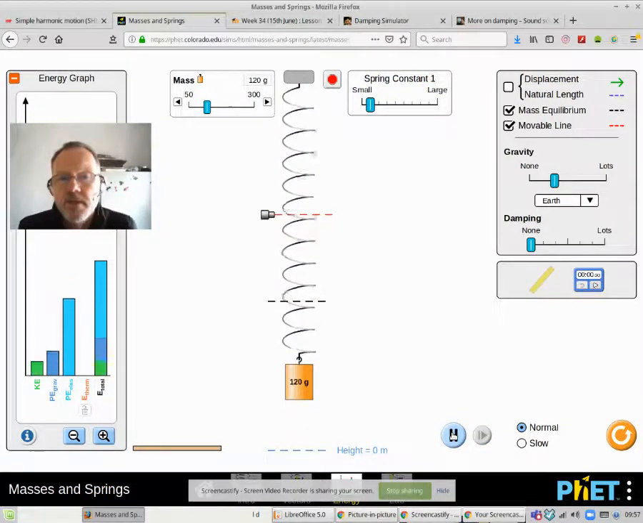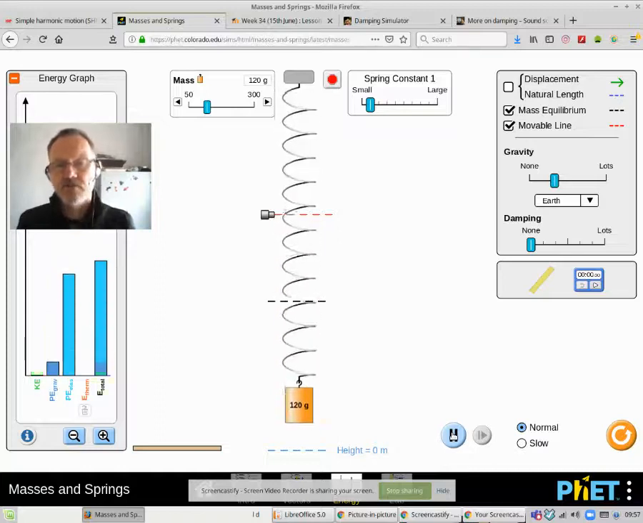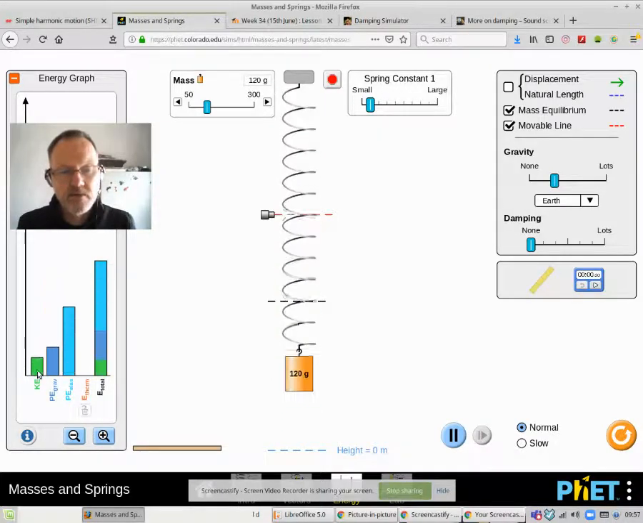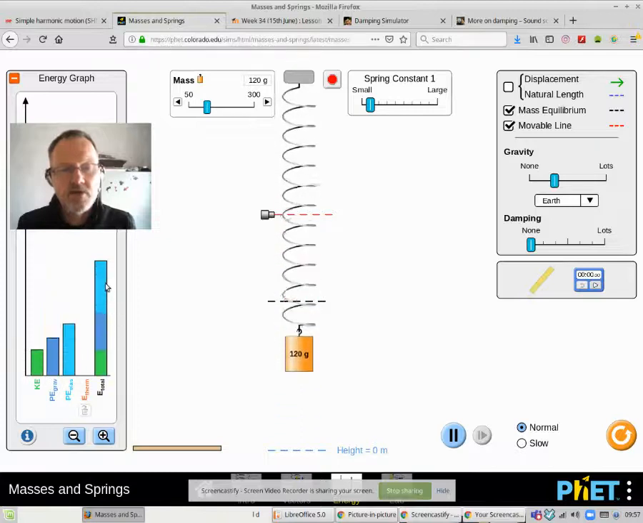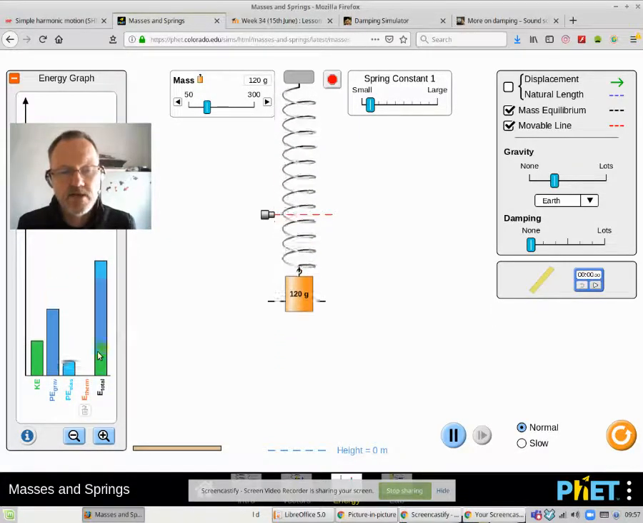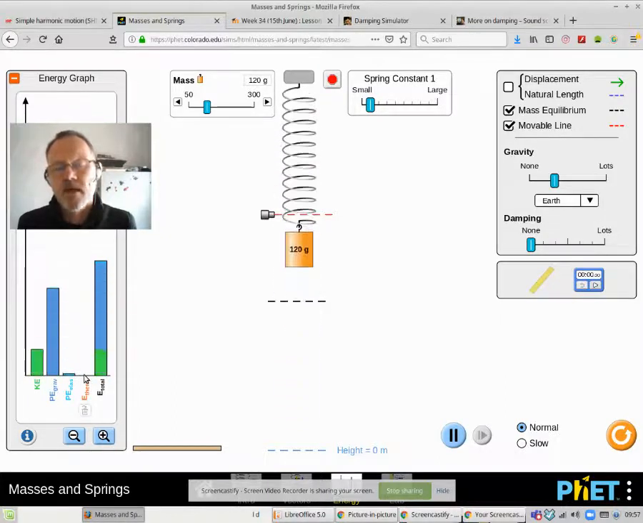So first of all, we can see that there doesn't appear to be any decrease in the amplitude over time. It keeps returning back to the original position. The kinetic energy is changing between a maximum and 0. The total energy is remaining constant, but it is made up of different components of the energy. And there's a term here, thermal energy, which is always 0. And we will look at that in a little while.